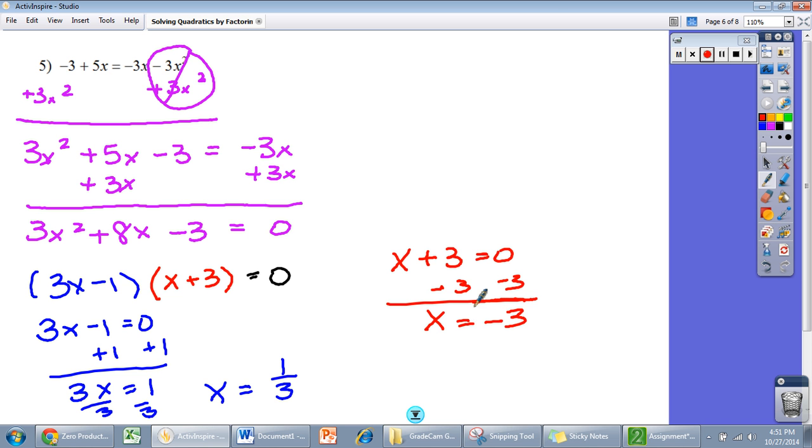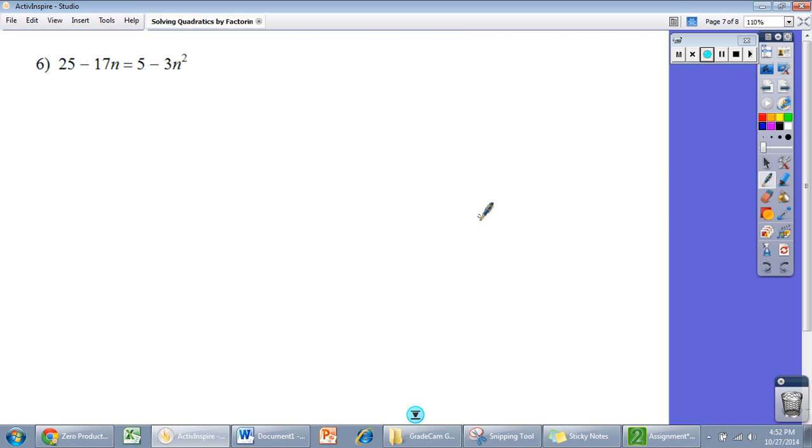So here is one of my roots, and here is my second root, my solution, my zero, my x-intercept. One last problem to do. I'll do the prep work with you.